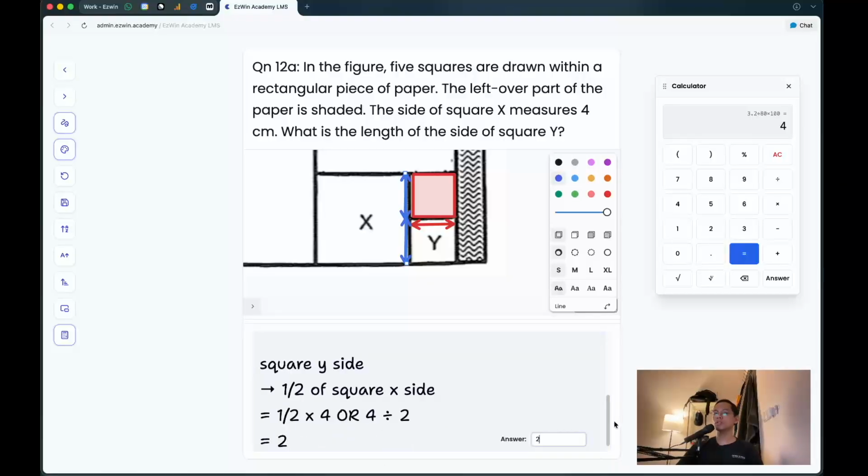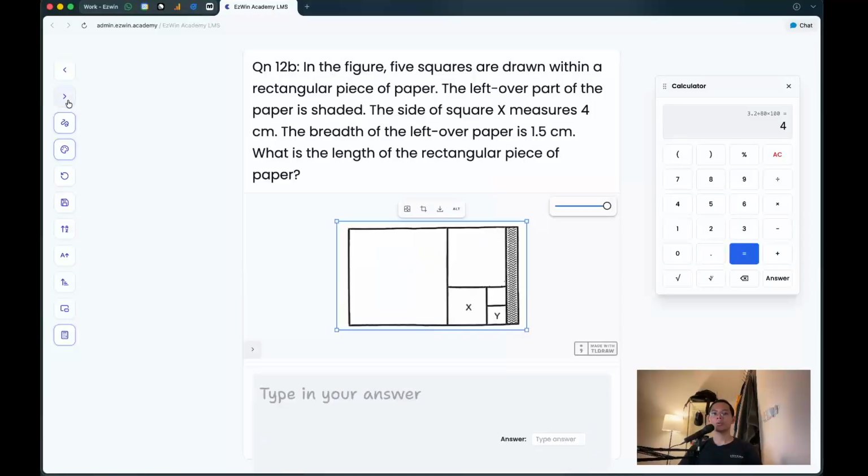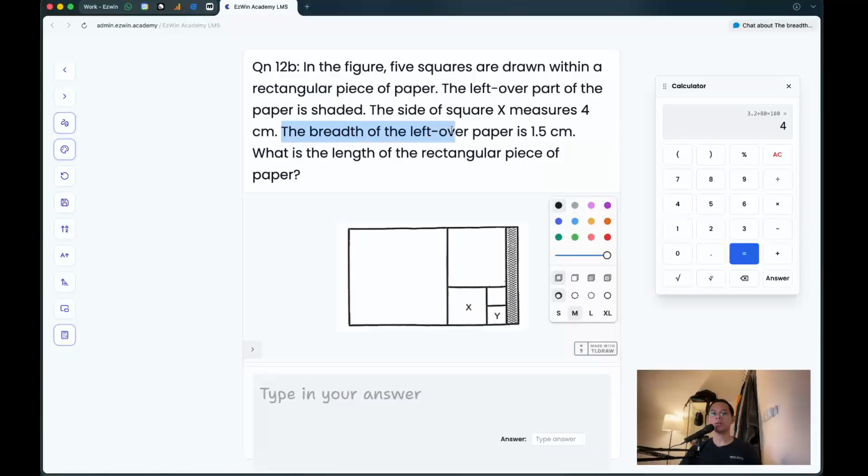This will give us 2. So the answer is 2 centimeters. Right, pretty straightforward. Okay, for part B, the breadth of the leftover paper is 1.5 centimeters. What is the length of the rectangular piece of paper?